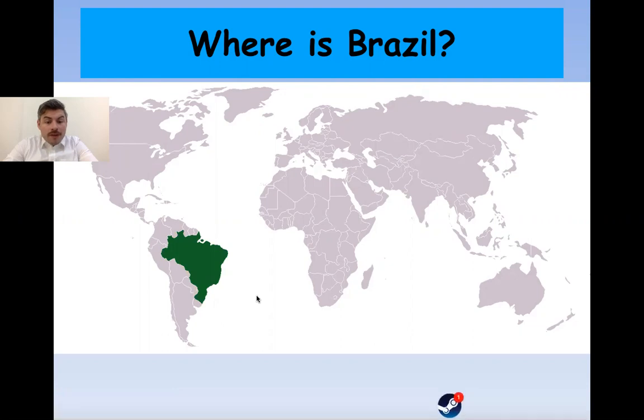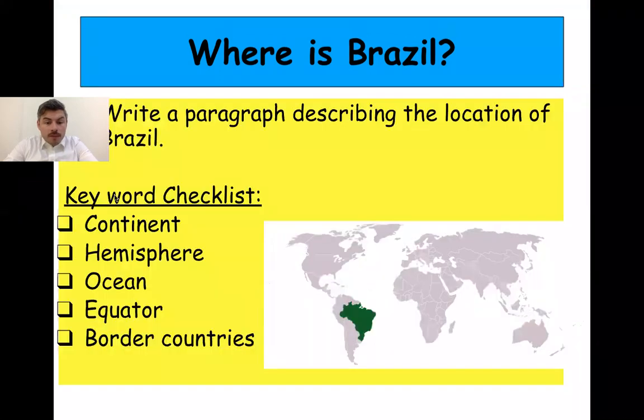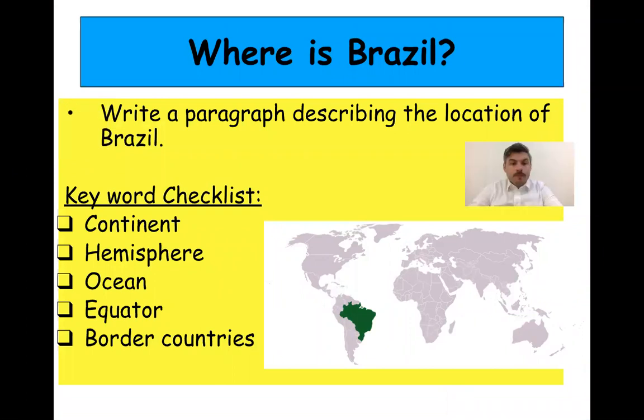So your first task I'm going to ask you to do today is, subheading, where is Brazil? And I want you to write a paragraph describing the location of Brazil. So in this paragraph, the minimum you must talk about, you can add more detail, that's never a problem, but the minimum you're going to say the continent, the hemisphere, the ocean that it is along, how it relates to the equator, and which countries border Brazil. So guys, pause the video and please complete your paragraph.